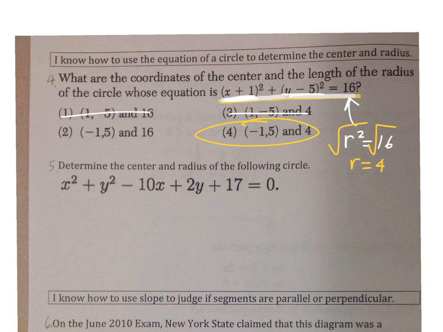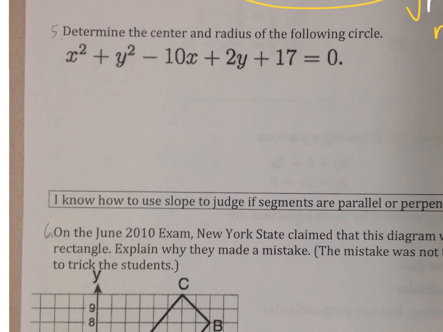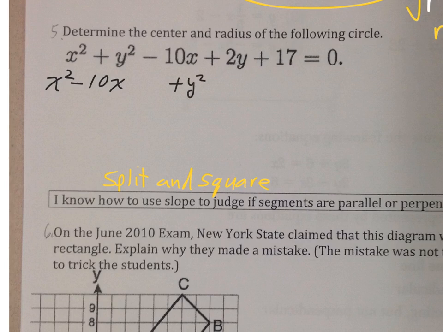In question 5, we're not handed the equation in this pretty form, so we're going to have to turn this equation into one that looks like this. The technique that I use to do that is called completing the square. What I call it is split and square. The very first step is to get all the x's next to each other and all the y's next to each other, by just moving them around like you're moving furniture around. I put the y squared right next to the 2y, leaving a little space next to both the 10x and the 2y.